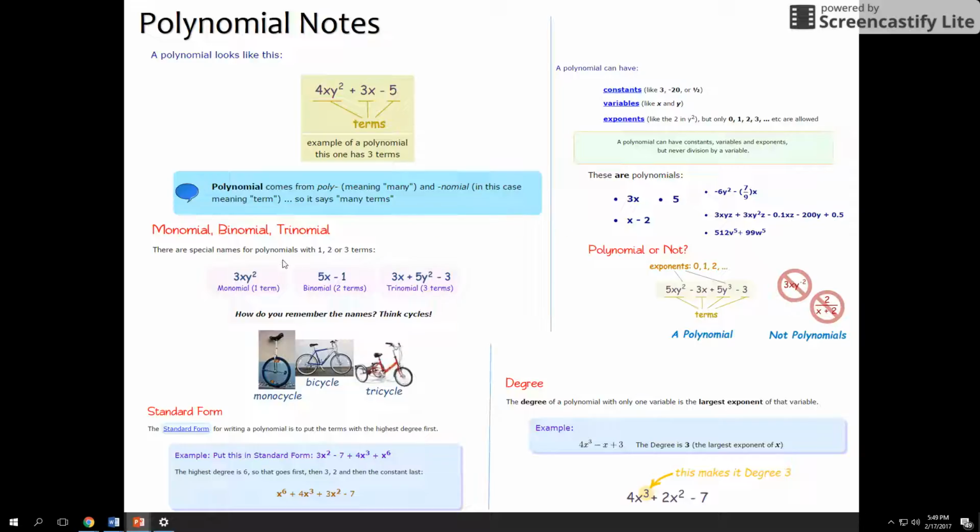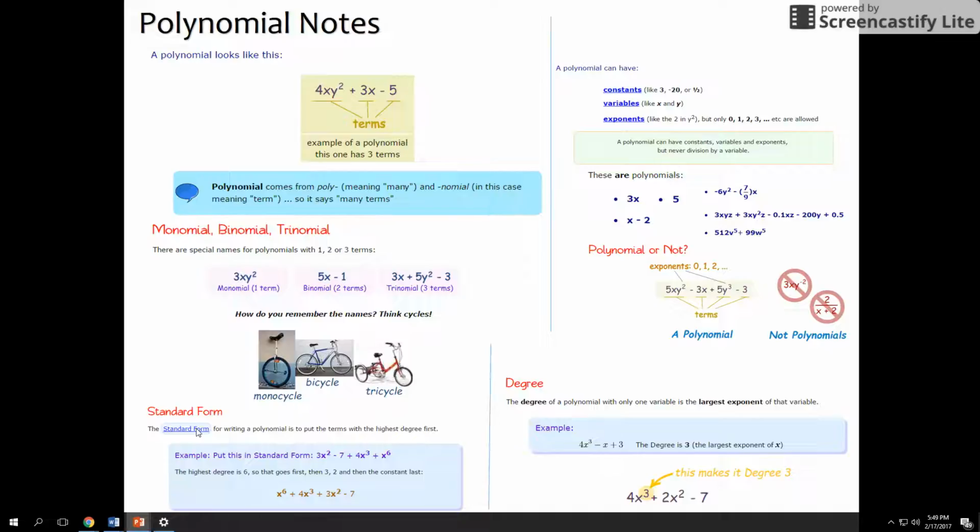Now, if you jump over to the left side, here we have monomial, binomial, and trinomial. And those mean kind of what you're thinking that they mean. A monomial is a polynomial with one term. A binomial is a polynomial with two terms, and a trinomial is a polynomial with three terms. And again, those terms are separated by addition and subtraction. Here is just a little illustration to help you remember what those names mean.